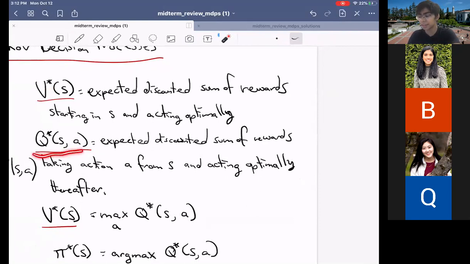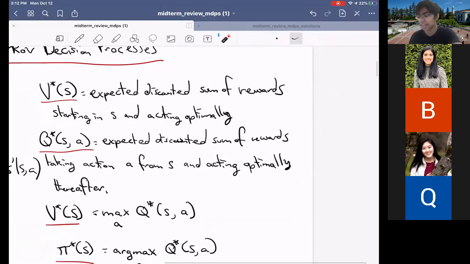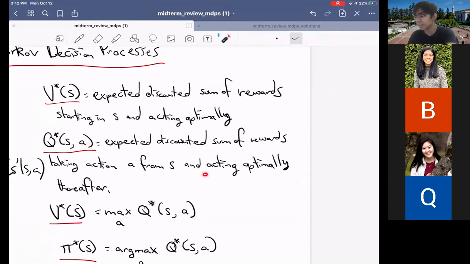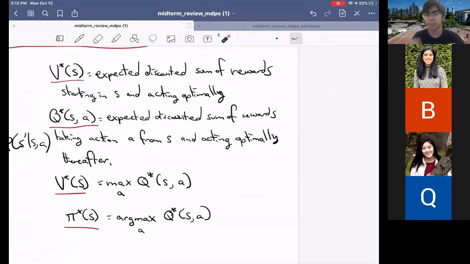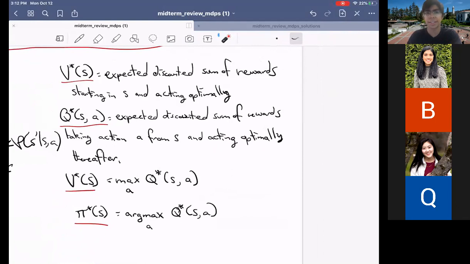We also define this thing called Q value. That's sort of like one step removed from value, where we say Q value is the expected discounted sum of rewards if you first take action A and then act optimally thereafter. The reason this is useful is because we can define value in terms of Q value. In particular, we can say that the value of a state is just the max over all the Q values. So basically what you do is you simulate taking an action and choose the best one.